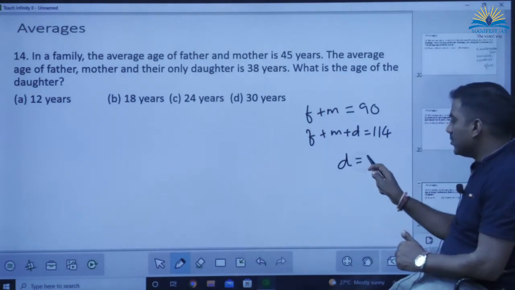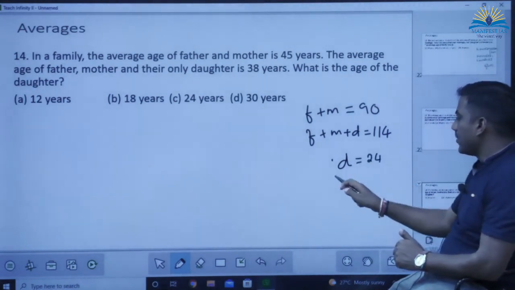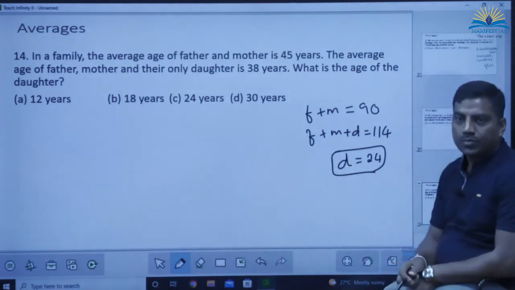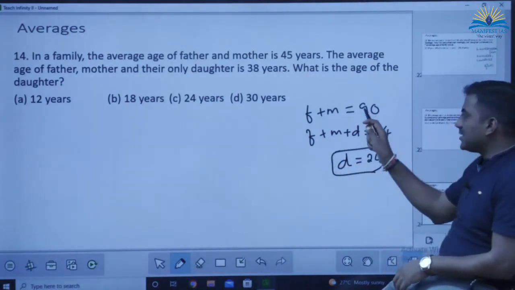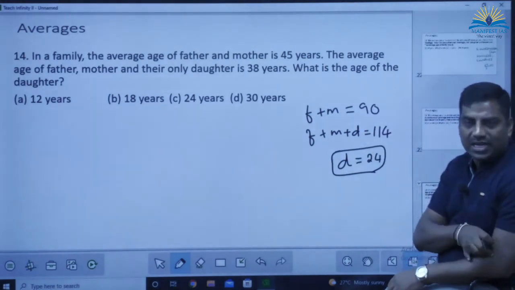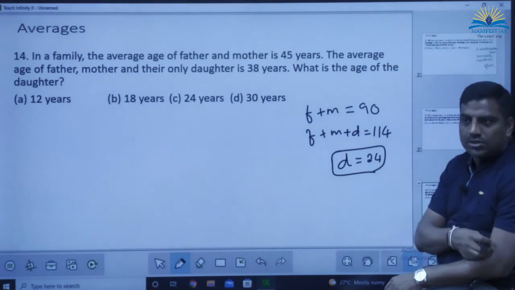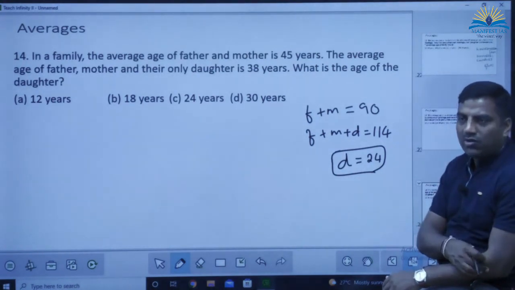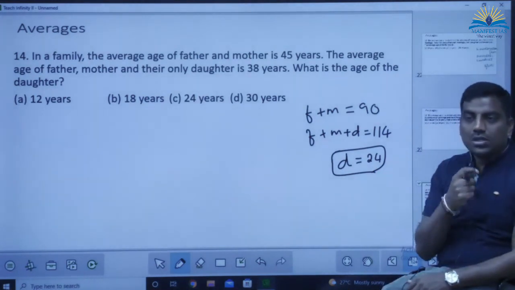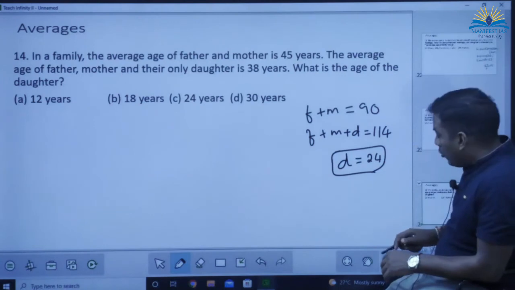If you take the difference of these two, you will get the age of the daughter. Father and mother together are 90. If you join the daughter along with them, it is 114. So 114 minus 90 is equal to 24. So the daughter is 24 years old.